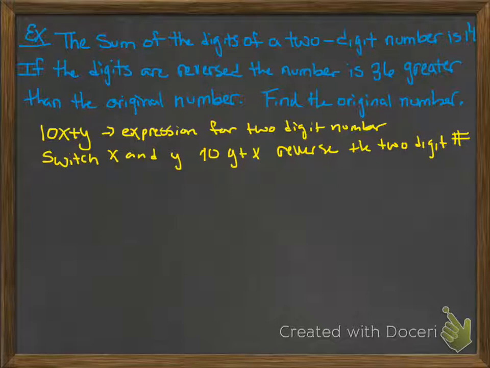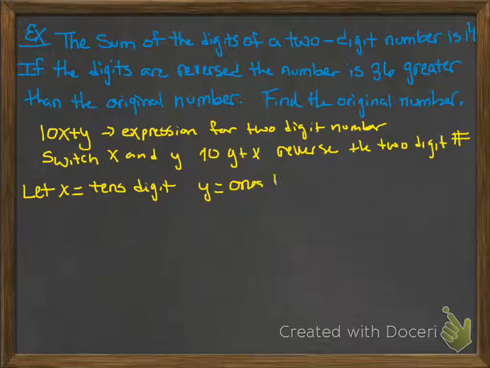Alright, so now we need our let statement. I'm going to let x equal the tens digit and y equal the ones digit. So my first statement is the sum of the digits is 14. So that is x plus y is equal to 14, and I got that right here.